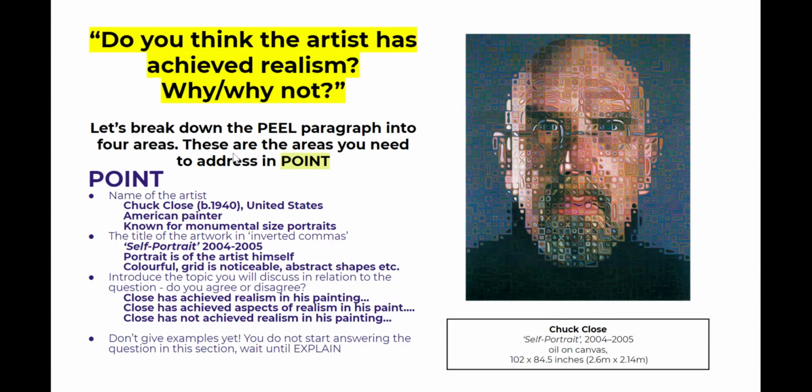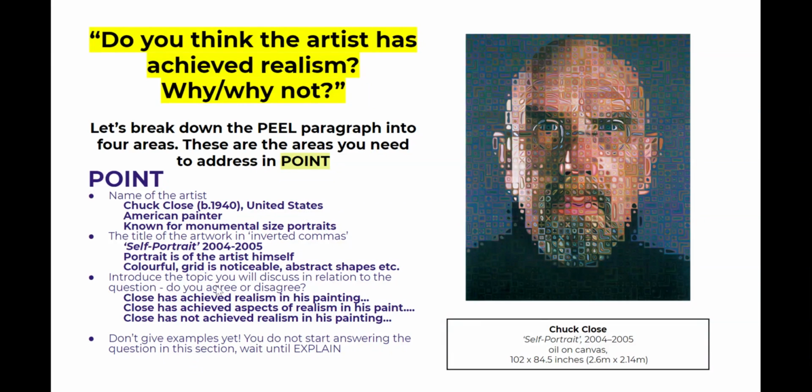So the first area you need to address is point. You just need to name the artist, but you might also like to add a little more context, like Chuck Close, born in 1940. He was born in the United States. He's an American painter, and he is known for his monumental size portraits. You might begin your first sentence with this, or embed it in your point section.